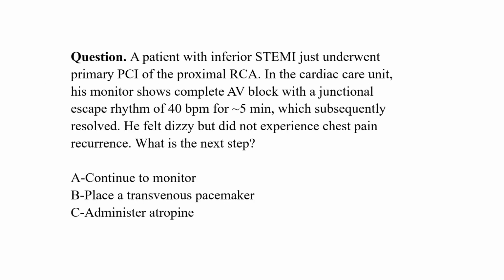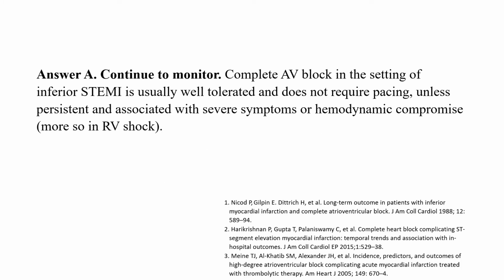This is another question. A patient with inferior STEMI just underwent primary PCI of the proximal RCA. In the cardiac care unit, his monitor shows complete AV block with a junctional escape rhythm of 40 beats per minute for 5 minutes, which subsequently resolved. He felt dizzy but did not experience chest pain recurrence. What is the next step? Continue to monitor, place a transvenous pacemaker, administer atropine. The answer is A, continue to observe.